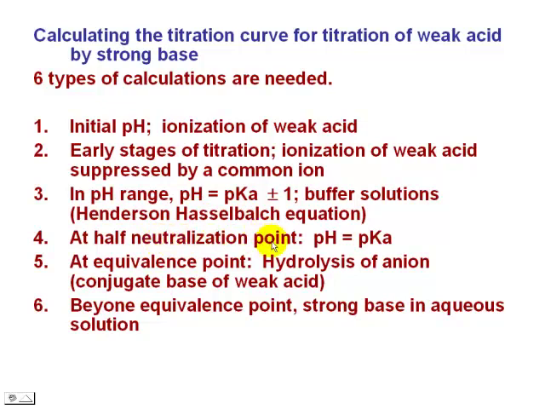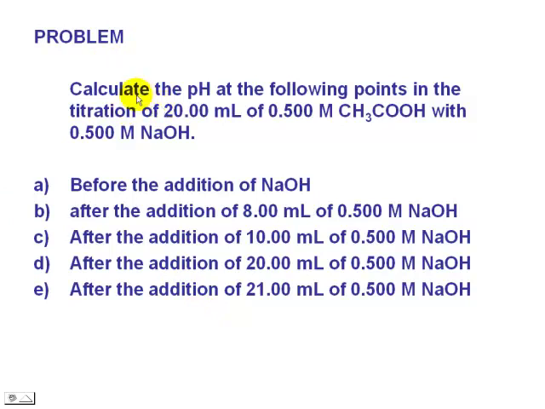At half the neutralization point, the pH is equal to the pKa. At the equivalence point, hydrolysis of the anion is taking place. Of course, the anion is the conjugate base of the weak acid. And then finally, beyond the equivalence point, the pH is going to be determined by the excess base in the solution. So here is the problem that I would like to do.